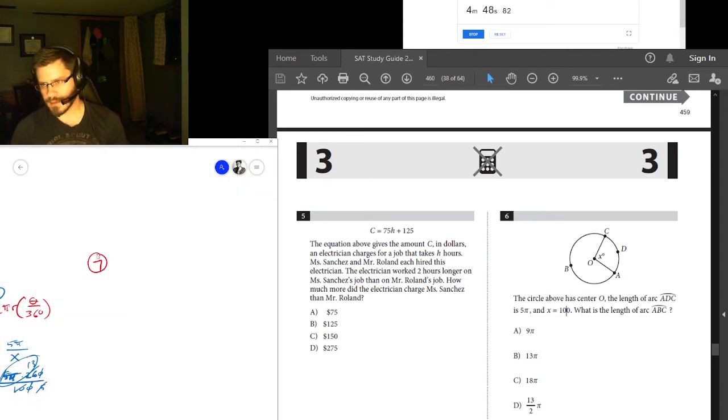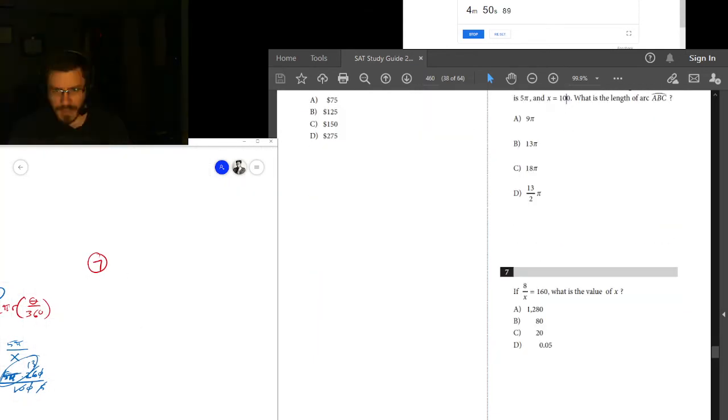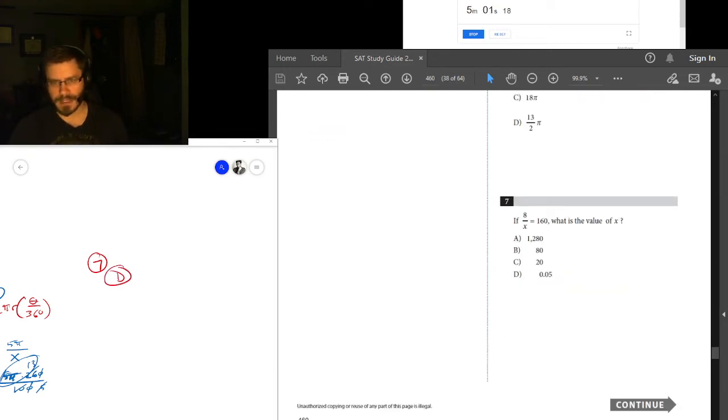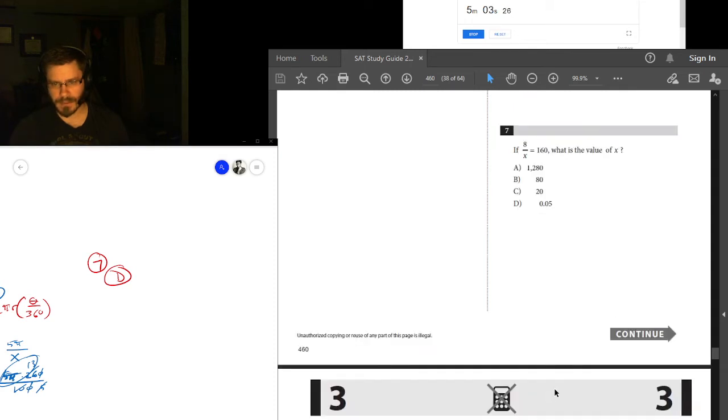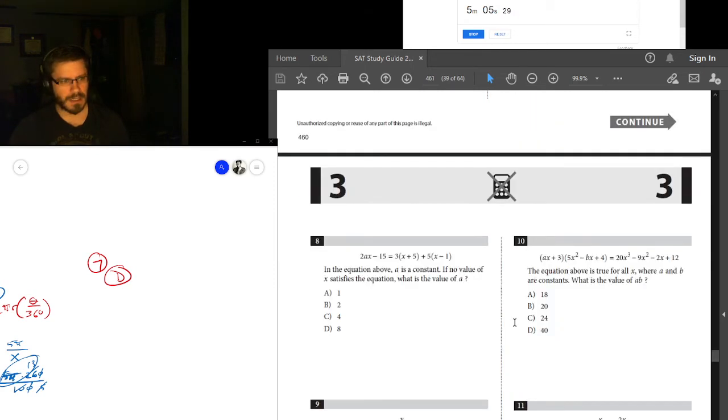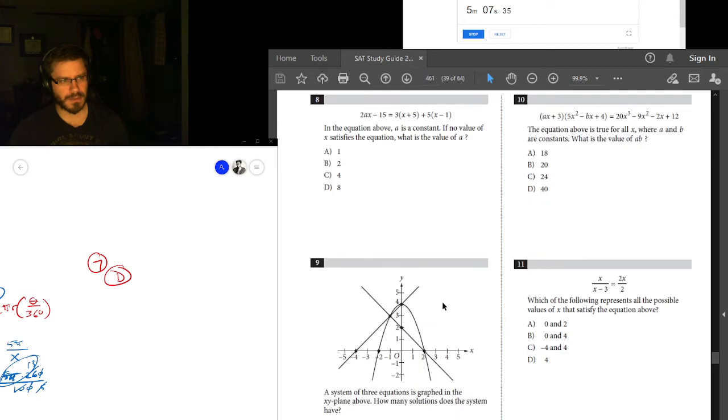Number 7. Number 7 is asking for the value of x. 8 over x equals something bigger than 8. The only way that's possible is if x is a decimal. If you divide by a decimal, you end up with a larger result. So going right along.